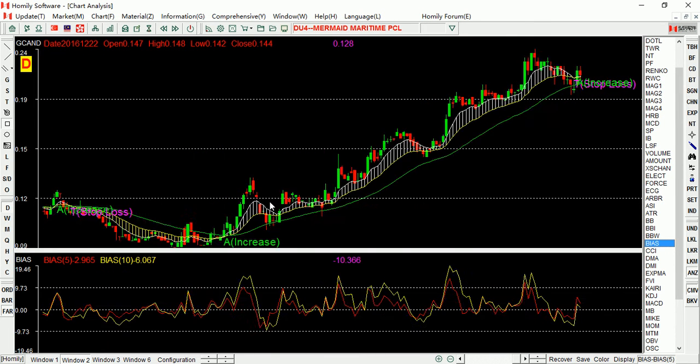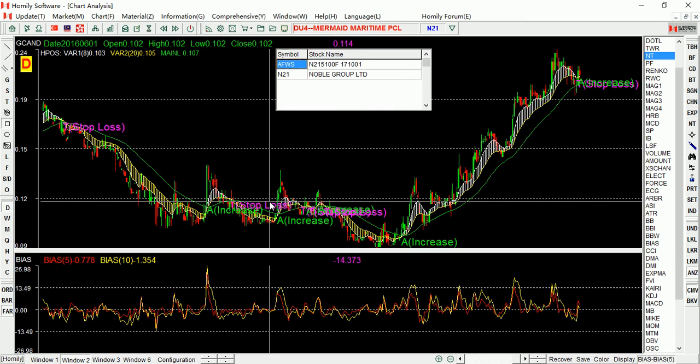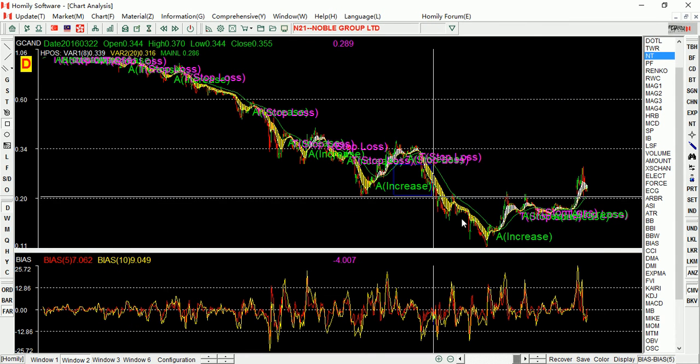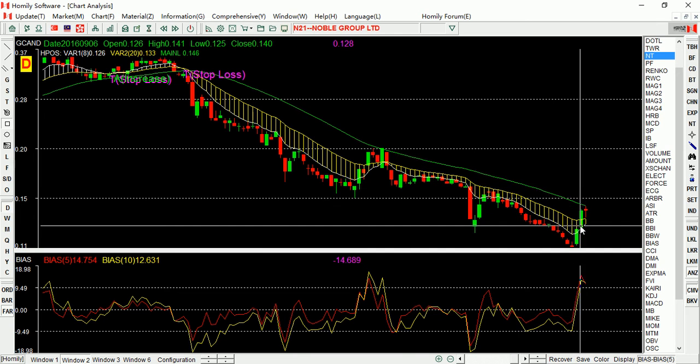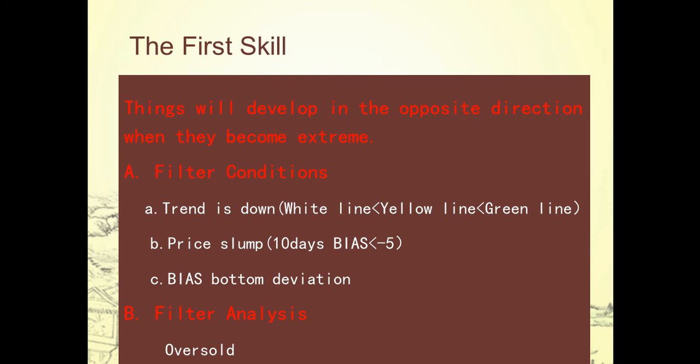Okay, so let's see this one. Firstly, how to catch the rebound. So let's see some stocks, like Noble. Firstly, we say that the trend is downtrend, right? Because the green line is down. This is the downtrend. The first situation is the downtrend. The second one, price drop. Okay, price drop. So this is for the future. Then now I teach you what's the situation.